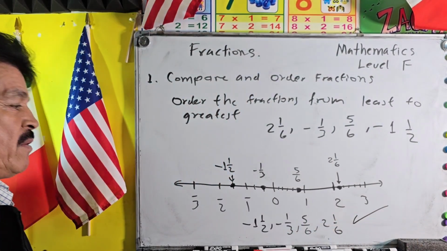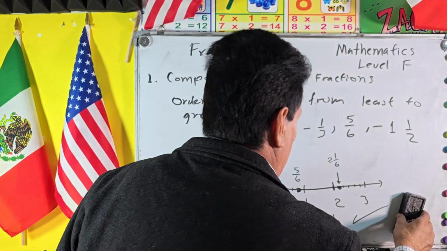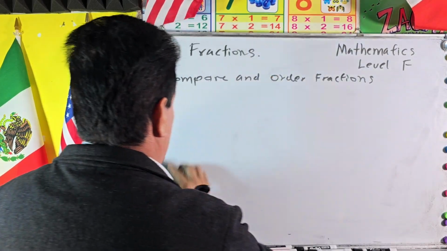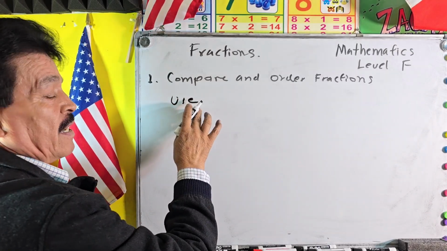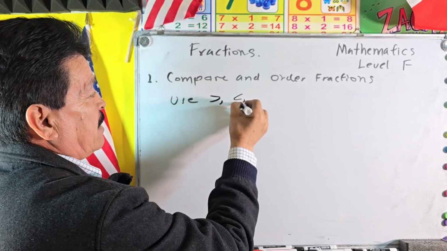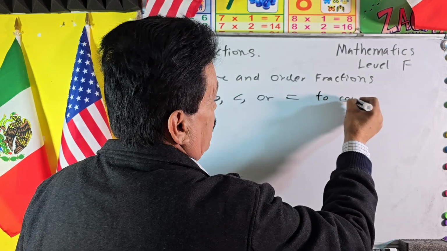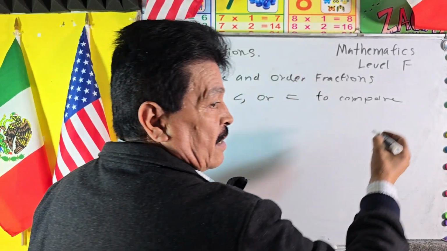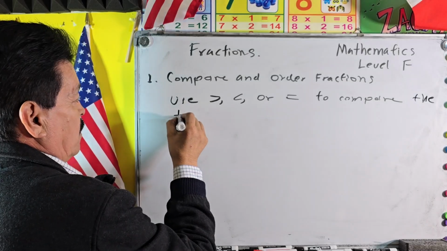This is the right way to order these numbers. Okay? All right. Let's erase this example, and then let's go to the next step. Now we have to use the signs, greater than, less than, or equals, to compare the two fractions.